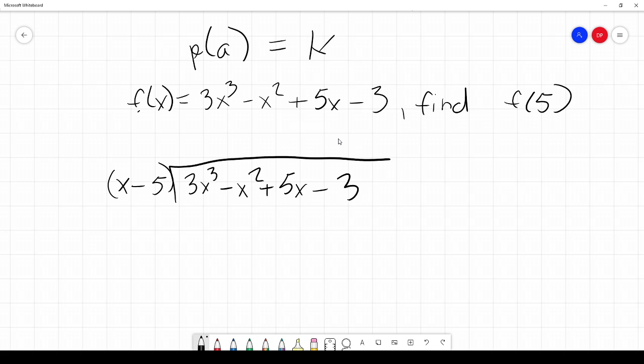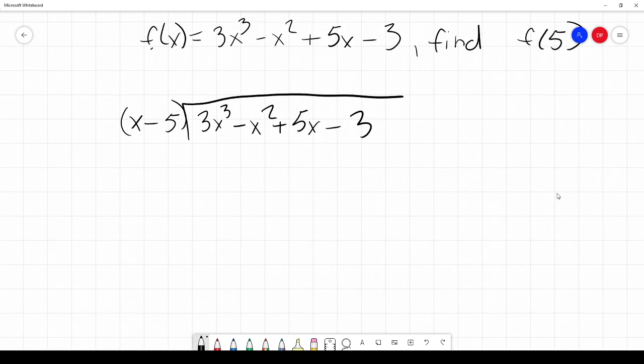I'm still going to do it just so you keep good habits, but notice that in this case we're really only after the remainder. Okay, so x times what is 3x cubed? Well, this is going to be 3x squared. So multiply x times 3x squared is going to be 3x cubed. Negative 5 times 3x squared, that's going to be negative 15x squared.